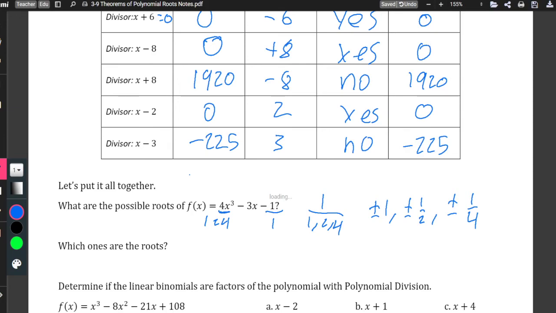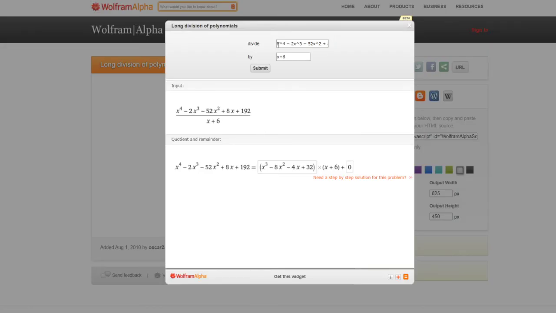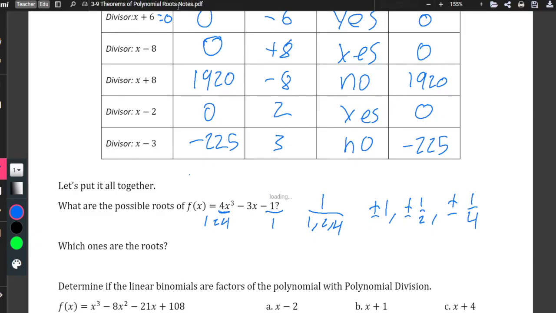So, using this, we can figure out exactly which ones work. Let me go to 4x cubed minus 3x minus 1. One of our possible factors. So we need to put this into our divisor form. So we'll have x plus or minus 1, x plus or minus 1/2, and x plus or minus 1/4.